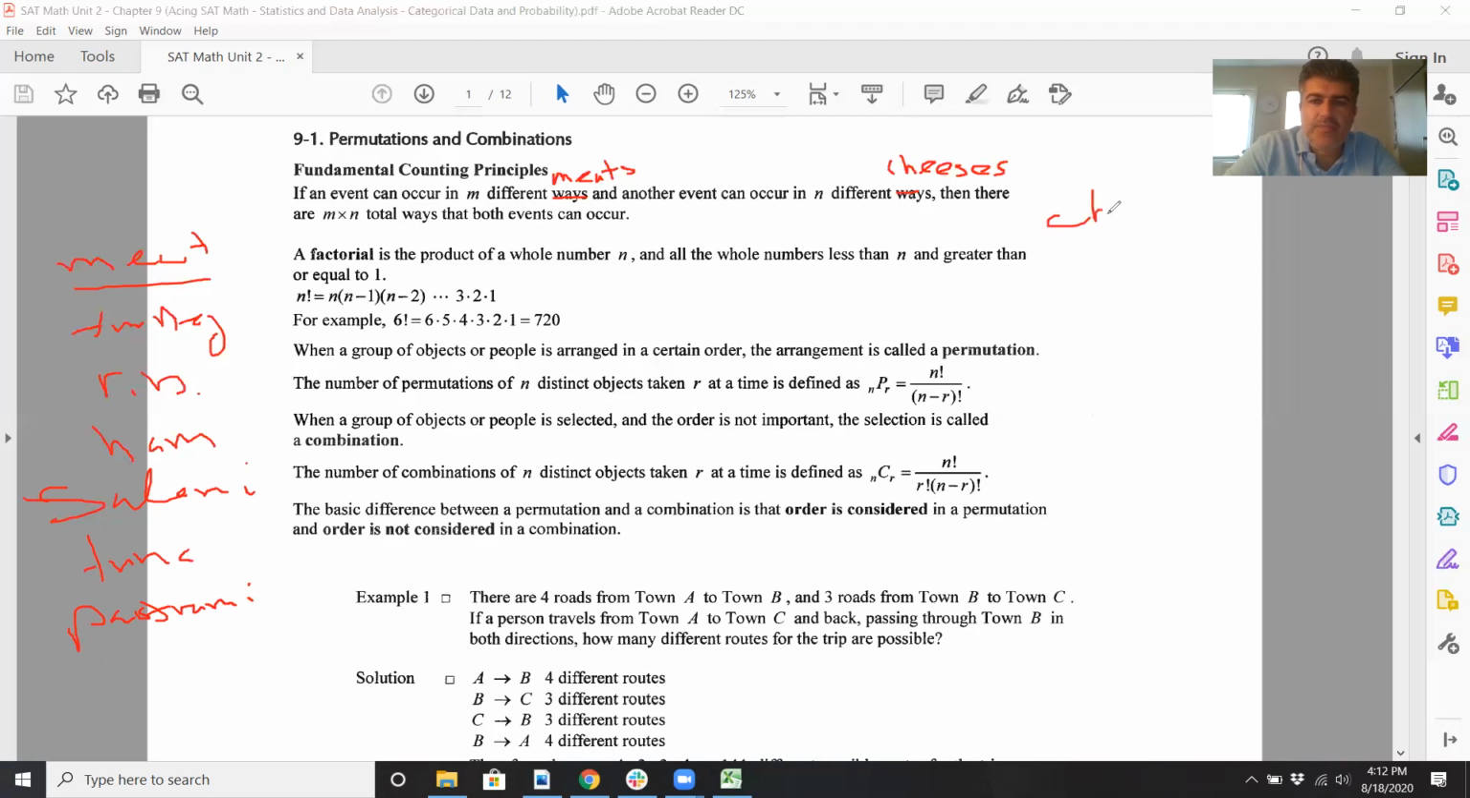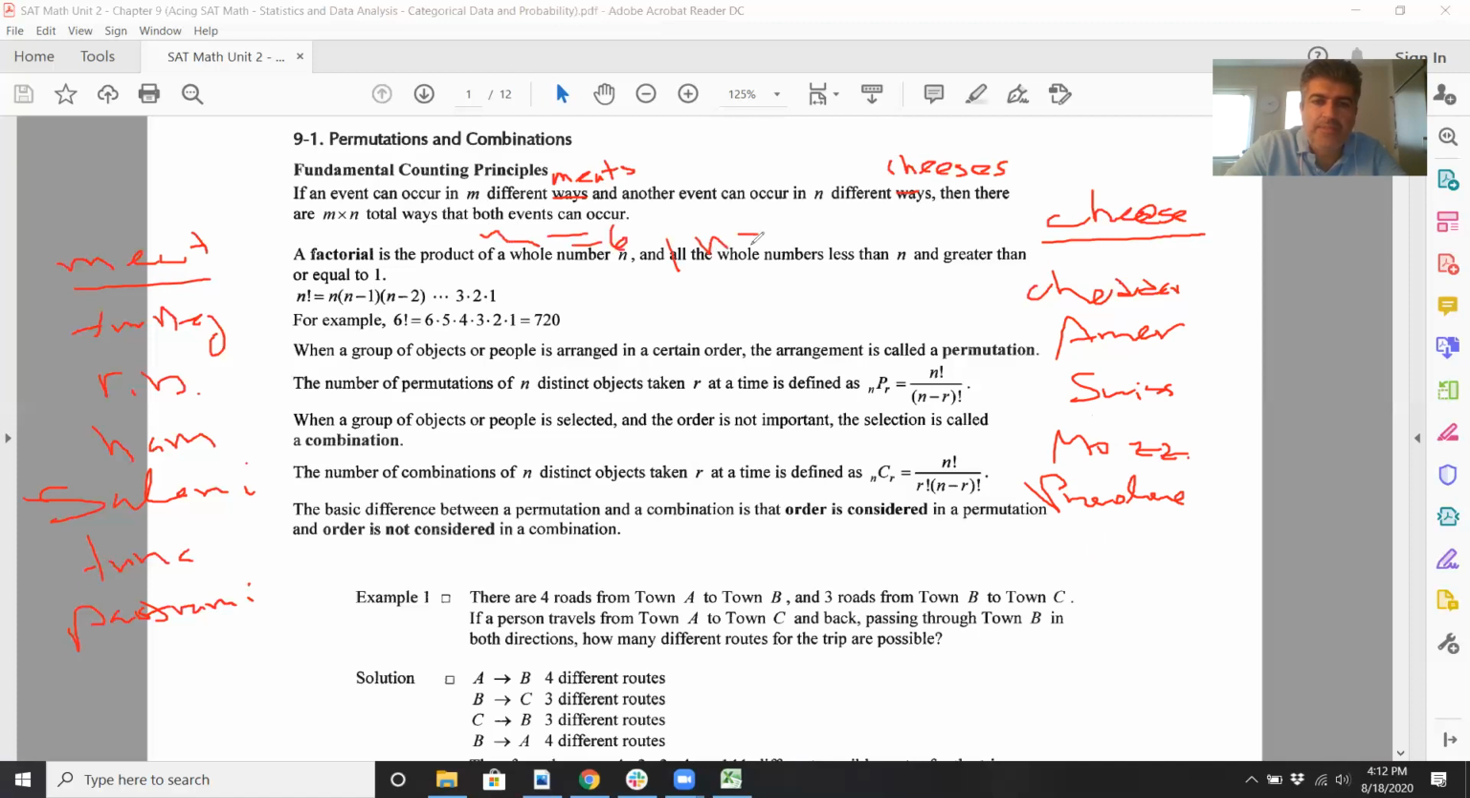Let's say for cheeses, we can get really crazy. I'm not a total cheese snob, but you can do cheddar, American, Swiss. Say you do maybe mozzarella. That's kind of weird. Maybe you could do provolone. We'll just stop there. 5 cheeses. So m, of course, is 6, and n, of course, is 5.